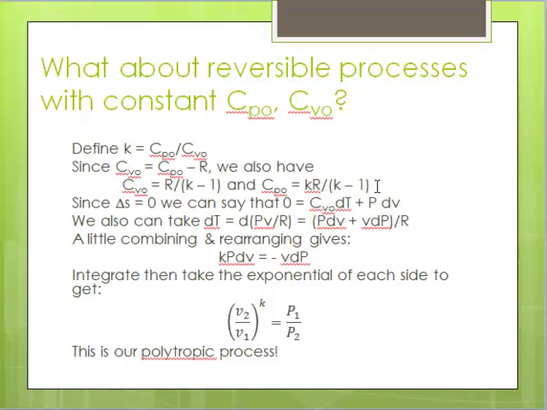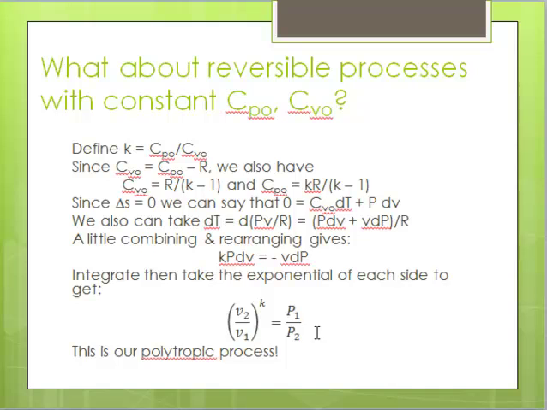Now, if I do this with these definitions at delta S equal to 0, I can end up plugging them in here and solving for dT, from the ideal gas law. A little bit of rearranging, just some algebra, and then integrate both sides. I'm going to get a natural log of V2 over V1, natural log of P2 over P1. Use the laws of logs to undo that mess, and you end up with this expression here.